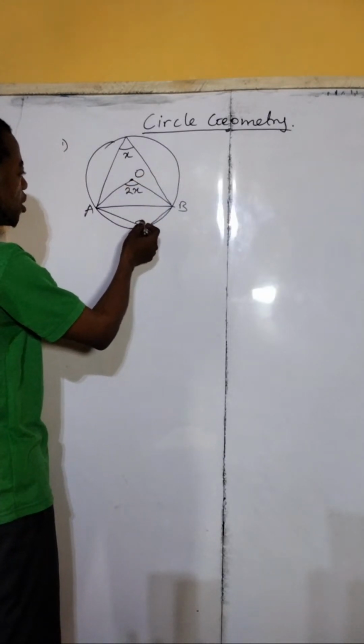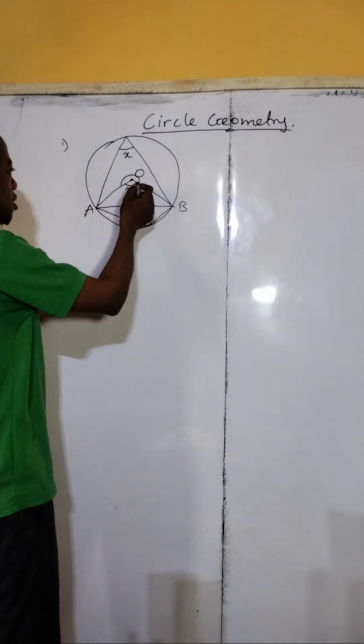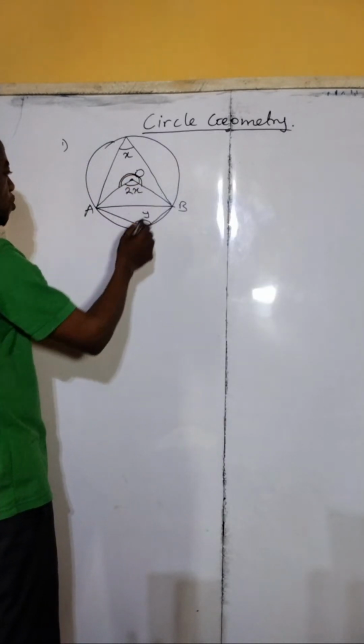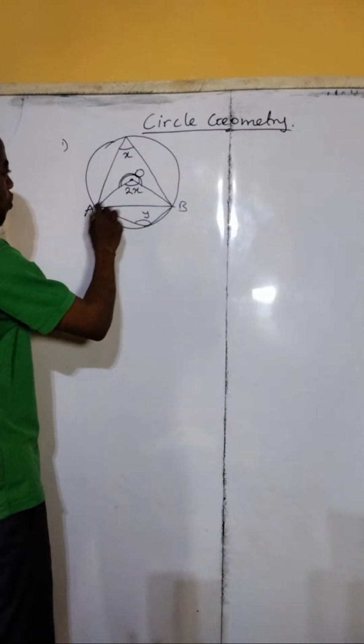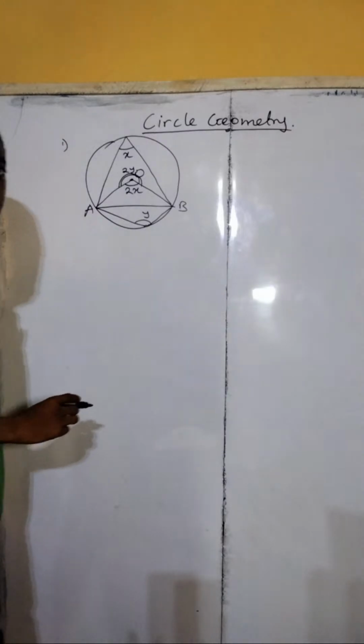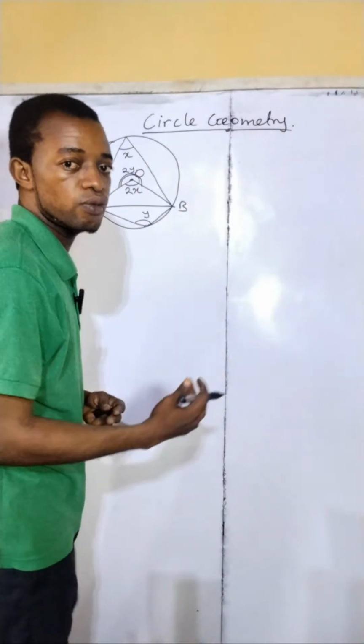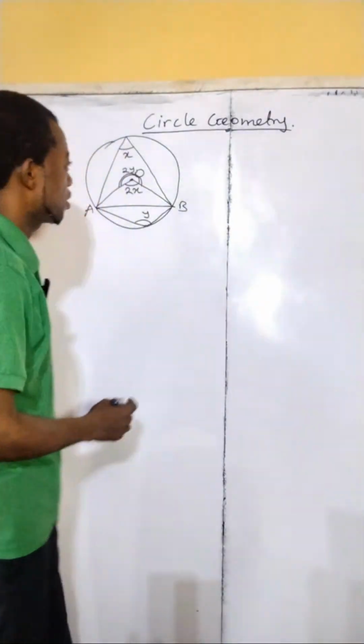And also here, we have angle at the circumference here, y. Then center here, this is the center to this one, which is a reflex angle AOB. And this angle here will be 2y. So that's the understanding of theorem 1 there, and this will help us to solve problems that are related to this.